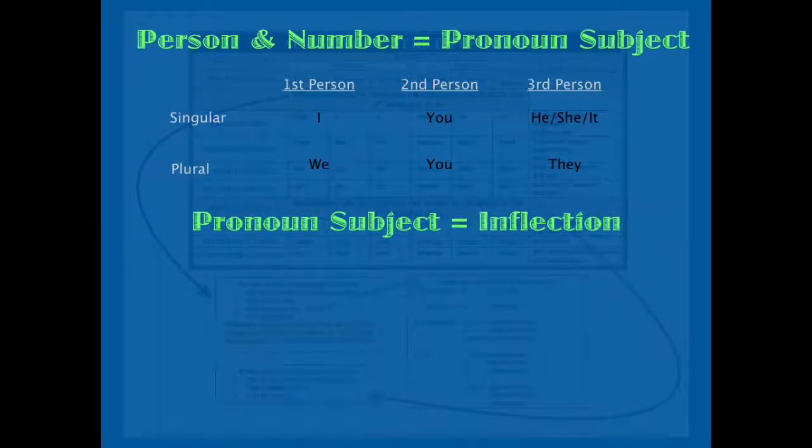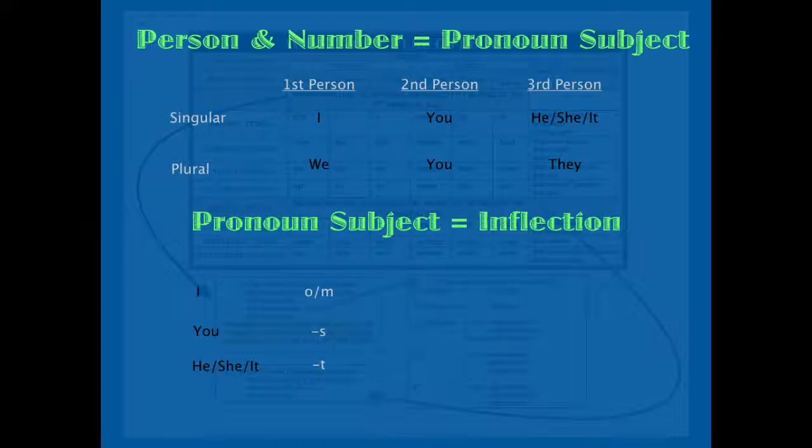In Latin, the pronoun subject, or person and number, is equal to an inflection. The pronoun I, for example, if you look at your chart, uses the ending O or M. So O or M represents I. You is represented by the Latin inflection S. He, she, and it is represented by the Latin inflection T.